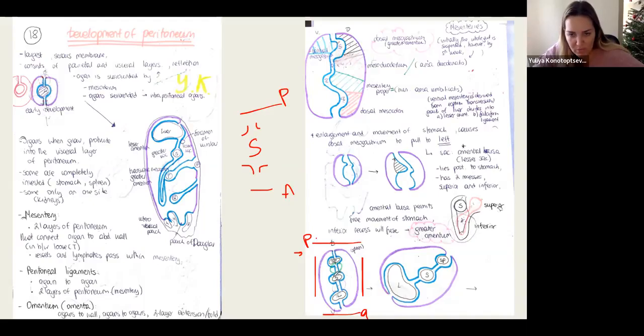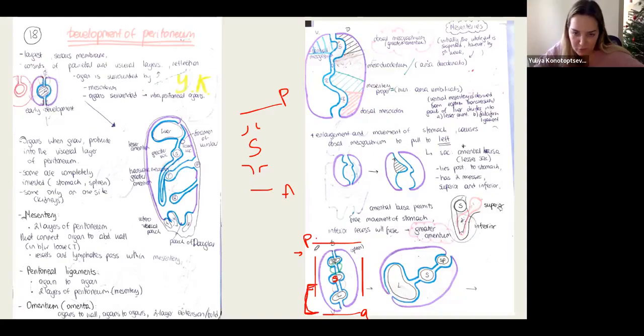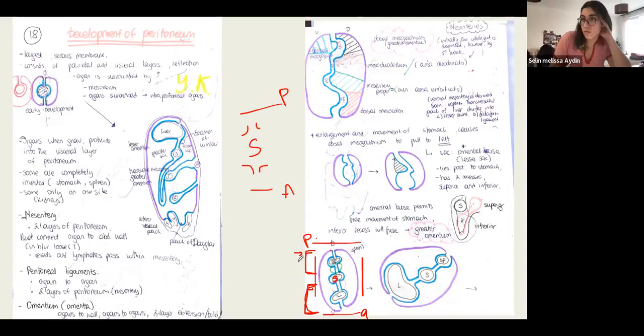This is your stomach in the center. So how would you call this entire region? Do you see? Something is growing here in that region. So what is this? Ventral mesogastrium. Perfect. This is the ventral mesogastrium. How would you call this region that is behind the stomach, attaching the stomach to the posterior body wall, where the spleen is developing? This is the dorsal mesogastrium.